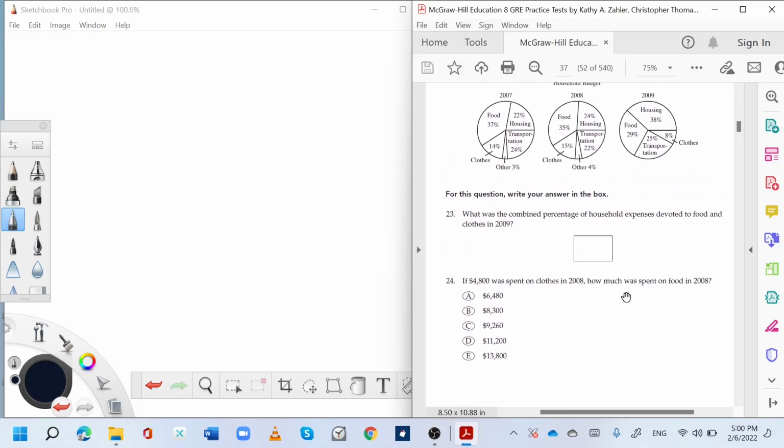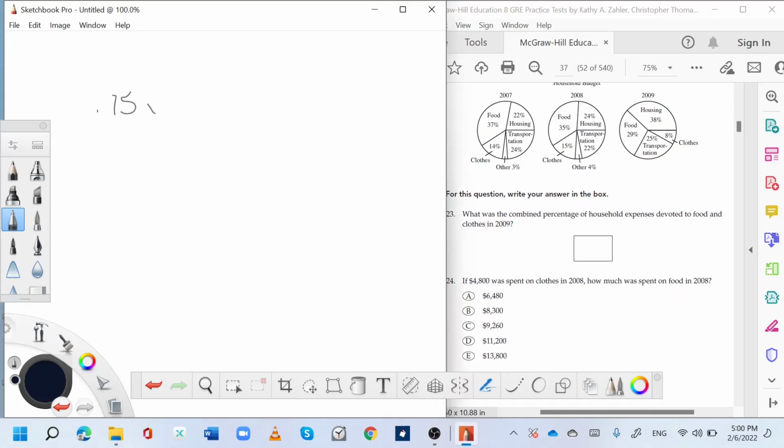4,800 was spent on clothes in 2008. How much was spent on food in 2008? 0.15 of whatever the total is 4,800, and 0.05 of whatever it is 1,600. So what does that give us here? So X is equal to D is the answer, 13,800.